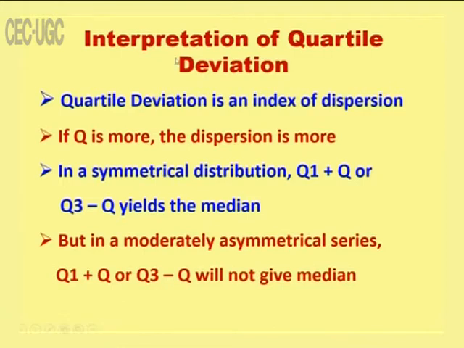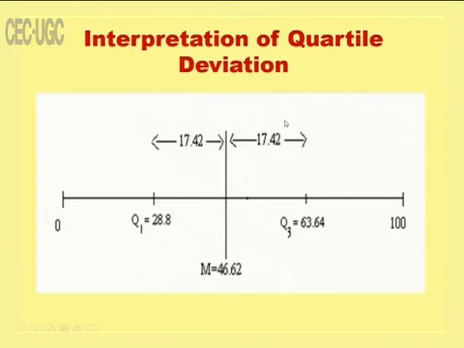And now, what is the interpretation of quartile deviation? Quartile deviation is an index of dispersion. If Q is more, the dispersion is more. In a symmetrical distribution, Q1 plus Q or Q3 minus Q yields the median, but in a moderately asymmetrical series, Q1 plus Q or Q3 minus Q will not give you the median. That is depicted here. It is the median, the third quartile and the first quartile, and the difference from this point to this point is called the interquartile range. If you divide by 2, that is called the quartile deviation.